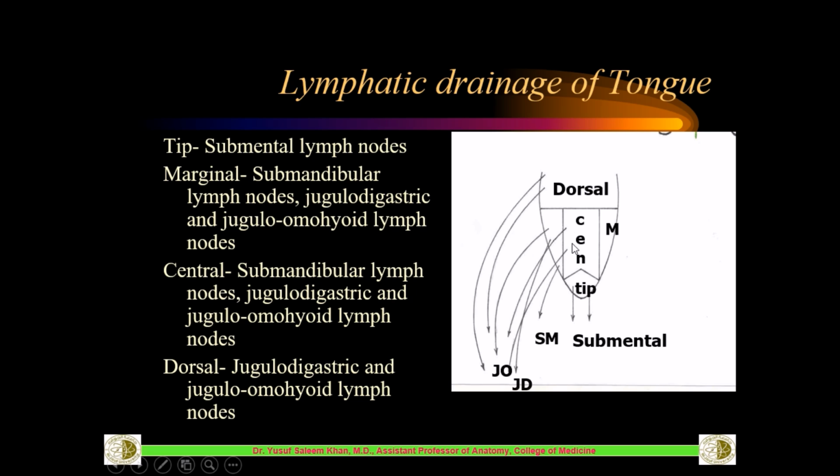The central part also drains into the submandibular group of lymph nodes, and from there into the jugulo-digastric as well as the jugulo-omohyoid nodes. The dorsal part of the tongue drains directly into the jugulo-digastric as well as the jugulo-omohyoid group of lymph nodes. So this is the lymphatic drainage of the tongue.